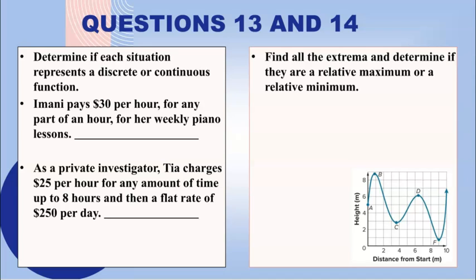So it says Amani pays $30 per hour for any part of an hour for her weekly piano lesson. So that is saying that no matter what part of the hour it is, you're paying $30 per hour. So if it's only half an hour, you pay $30 per hour. If it's 5 minutes, that's part of an hour, so you have to pay the full $30 per hour. So because I can have part of an hour and it doesn't change the cost, this would be continuous.